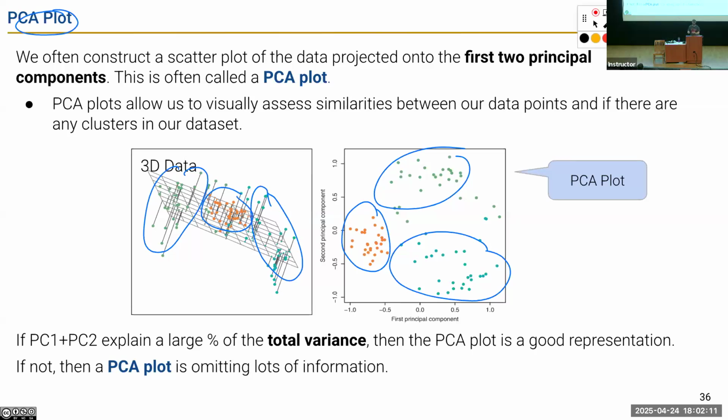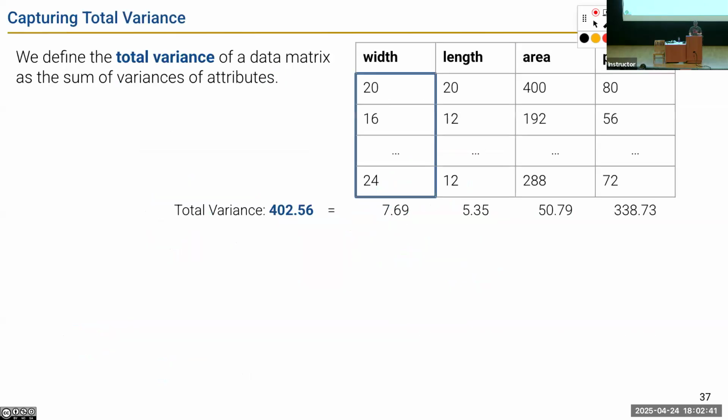And so how do I know if that PCA plot is good? What does good mean? Well, if PC1 and PC2 explain a lot of the total variance, kind of sounds like R squared, right? It explains a lot of the variance. If PC1 and PC2 contain lots of the variance that was in the original data, hopefully the big majority of it, then the PCA plot's doing a pretty good job. Otherwise, it might be omitting a lot of information. So how do we actually express the amount of variance explained by each of the principal components?